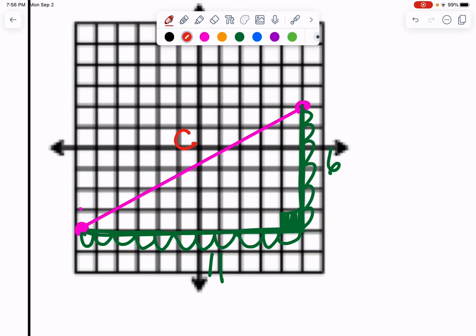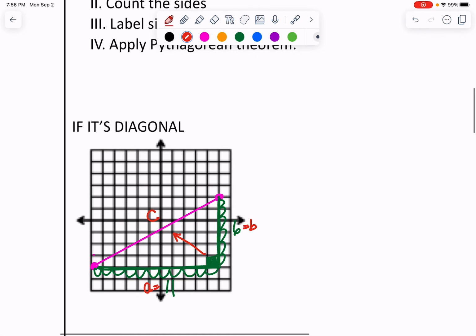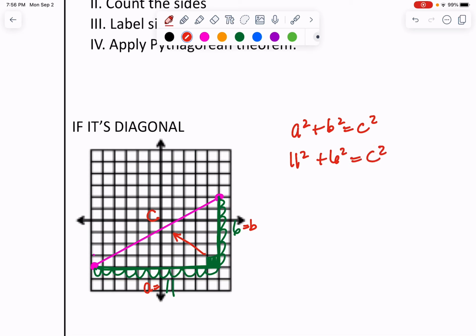So if this is C, because it's right across from the right angle, and this is A, and this is B, then, excuse me, I can use the Pythagorean theorem, A squared plus B squared equals C squared, to solve for my hypotenuse, or the diagonal side of that triangle. So that is 6 squared plus, actually I did that wrong. Let's use the numbers right. 11 squared plus 6 squared equals C squared. That's 121 plus 36 is C squared.